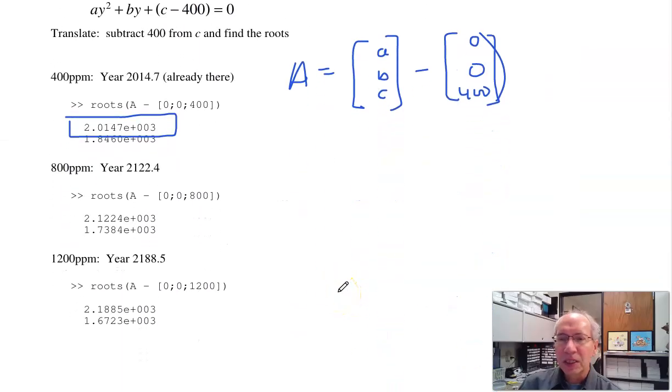Let's try 800 parts per million. That's off the graph. That's extrapolating into the future. We should hit 800 parts per million in about the year 2122, about 100 years from now. 1200 parts per million, about 2188. What that's telling me is if nothing changes, that's what we can expect in the future.